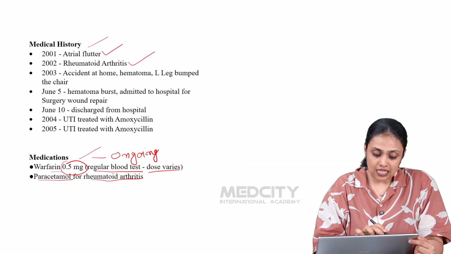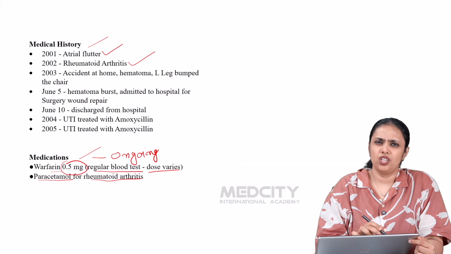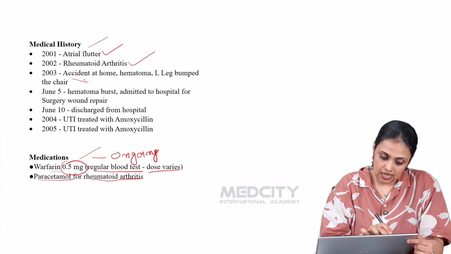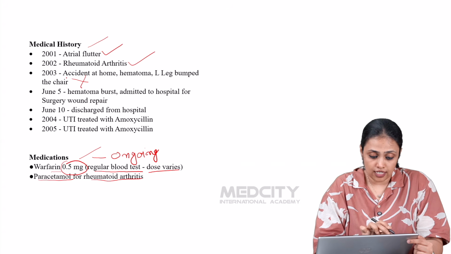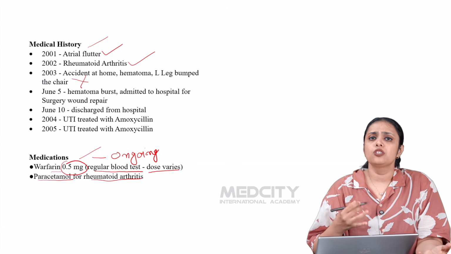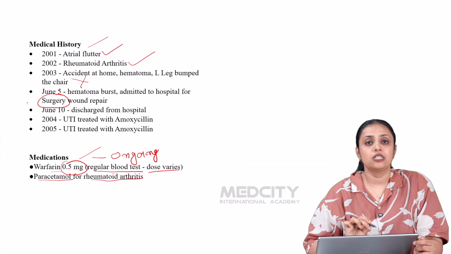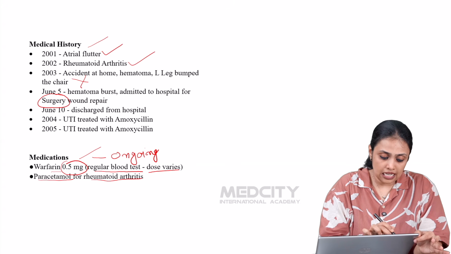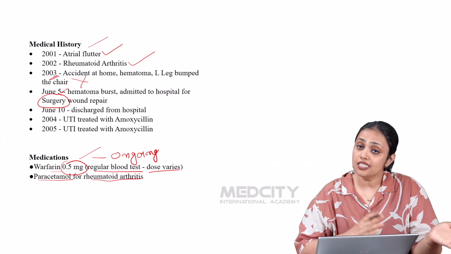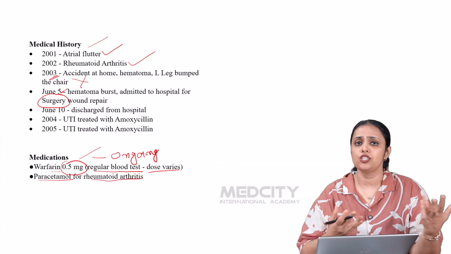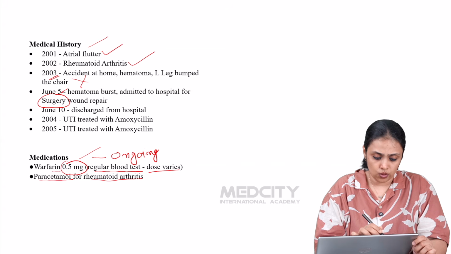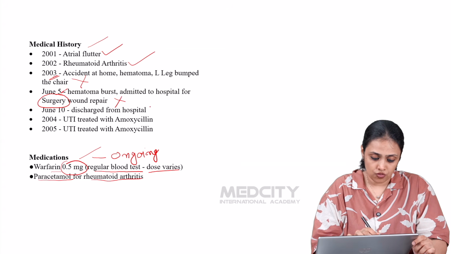Then 2003 accident at home, hematoma, left leg bumped the chair. When are we writing the letter? We are writing the letter in 2024. So this is irrelevant. Then June 5th, again 2003, hematoma burst, admitted to hospital for surgery, wound repair. Sometimes students might feel that a surgery has happened, so let's inform that. But look at the date. This happened in 2003, and we are writing this letter years later, in 2024, and there is no further complication or any traces of that in the current situation. So we don't have to mention that at all. June 10th discharge from hospital is also irrelevant.